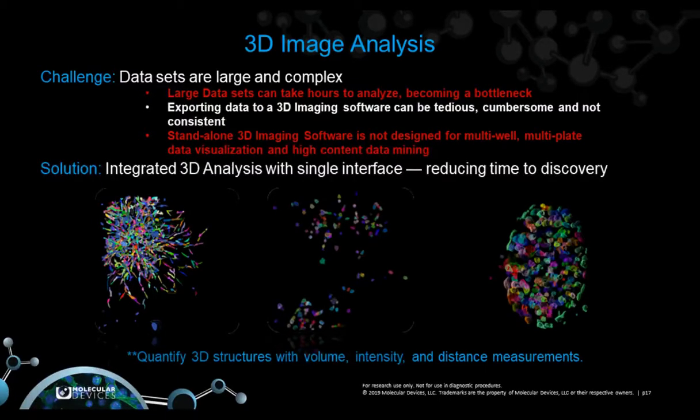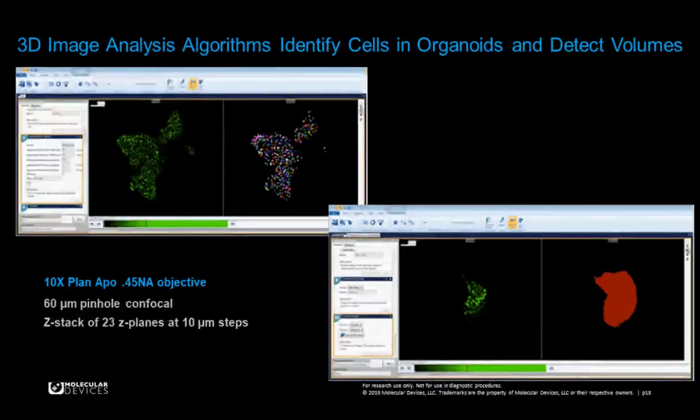The last challenge here is data sets are large and complex. Again, large data sets can take hours to analyze, becoming a bottleneck, and exporting data to a 3D imaging software can be tedious. A standalone 3D imaging software is not designed for multi-well, multi-plate data visualization. Our solution is to have an integrated 3D analysis with single interface, reducing time to discovery. We can now quantify 3D structures with volume, intensity, and distance measurements, all with one interface end-to-end software.